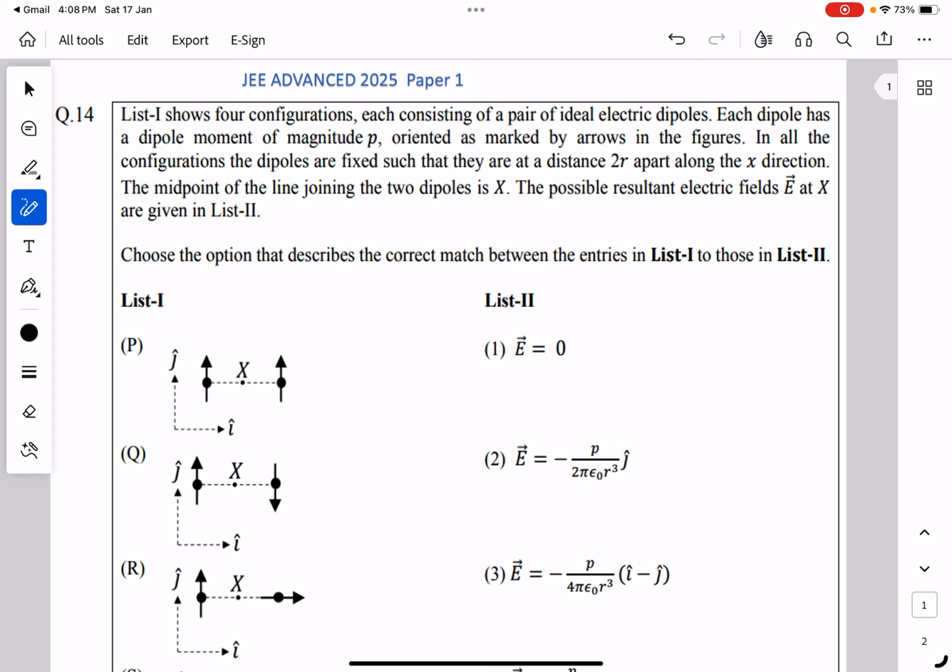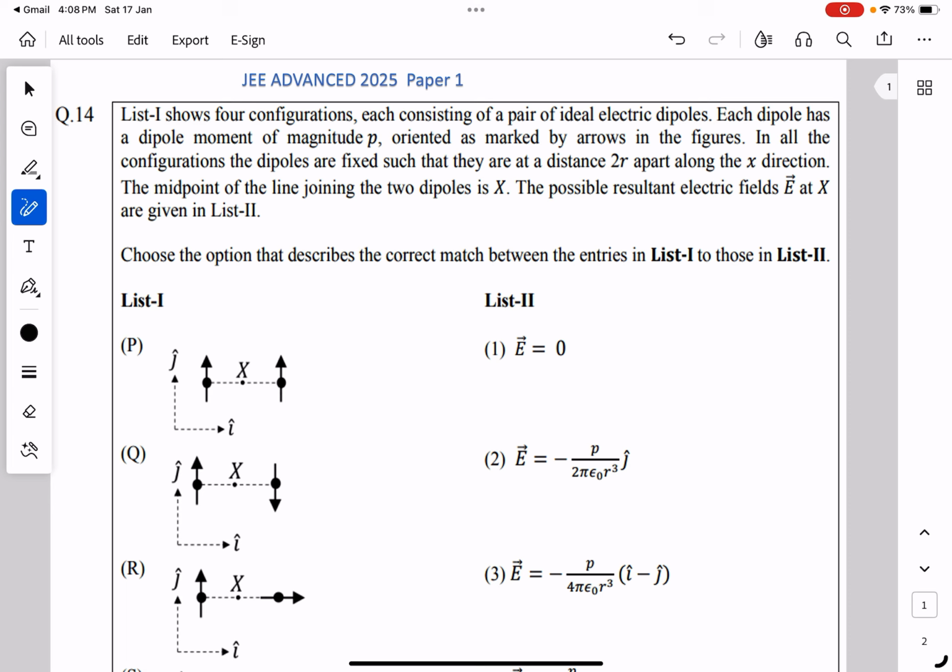In all the configurations, the dipoles are fixed such that they are at a distance 2r apart along the x direction. The midpoint of the line joining the two dipoles is x. The possible resultant electric field E at x is.